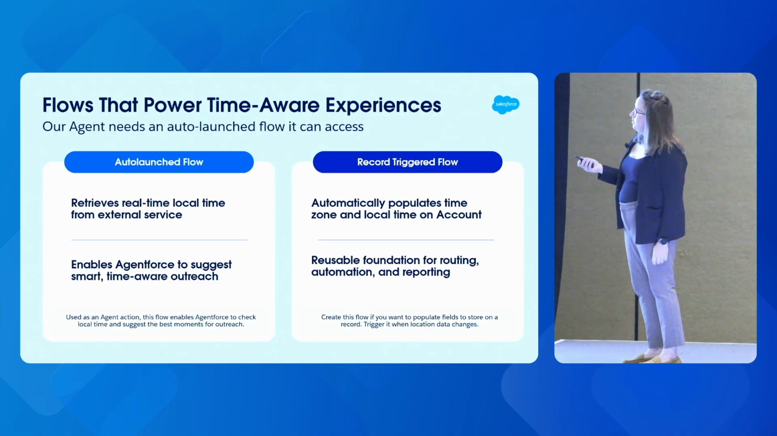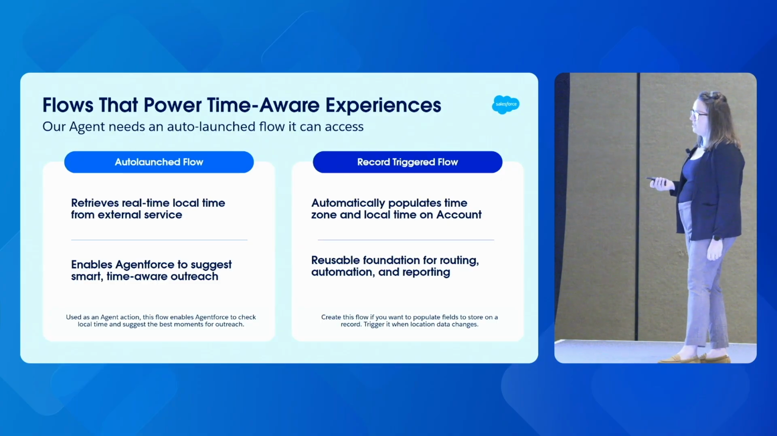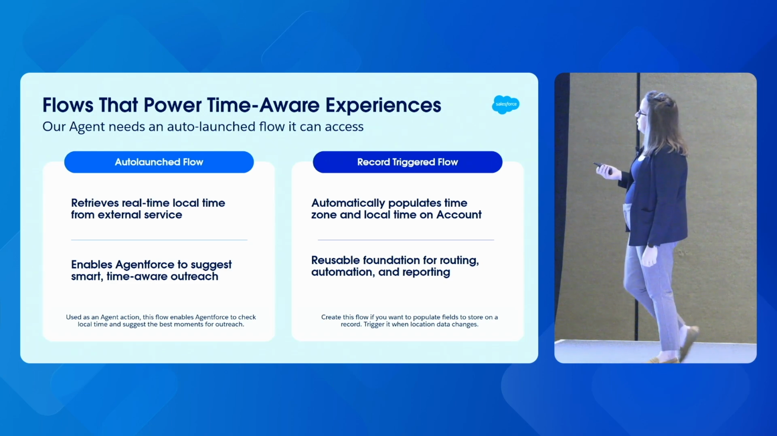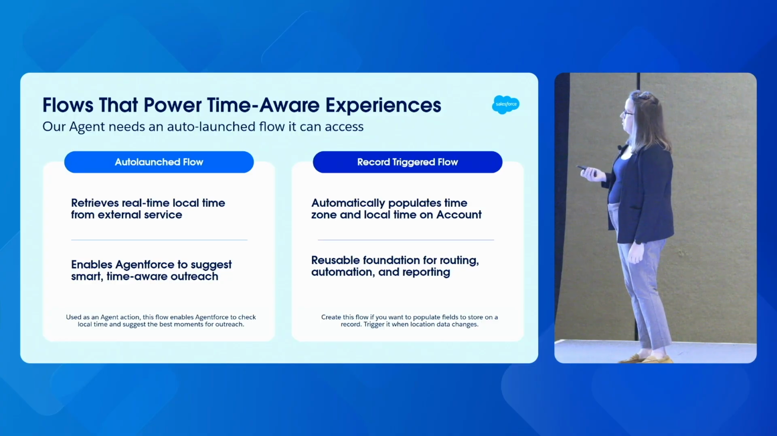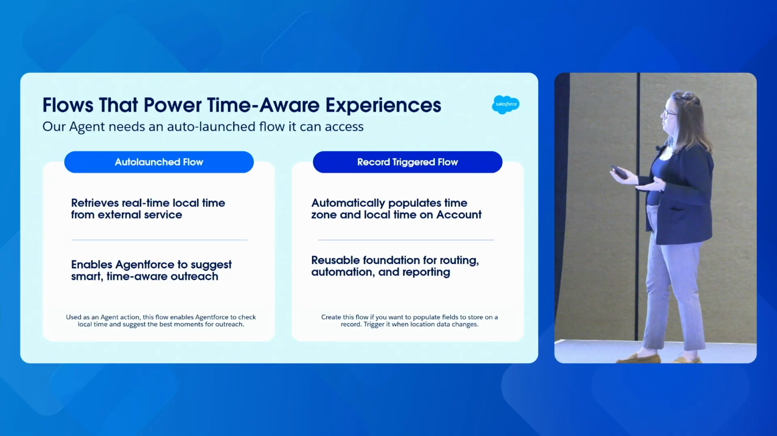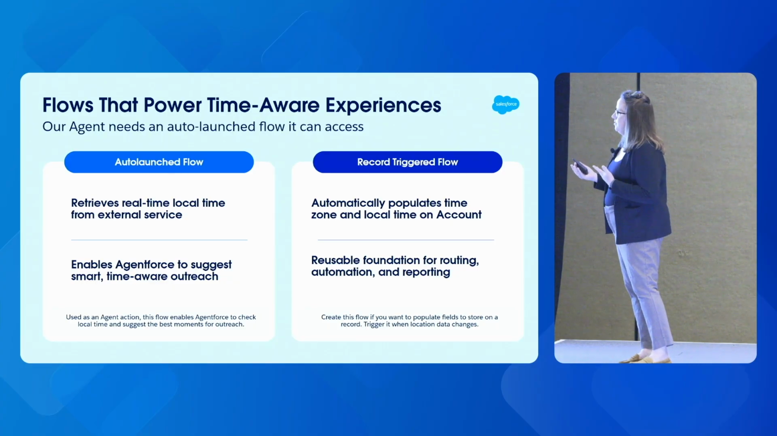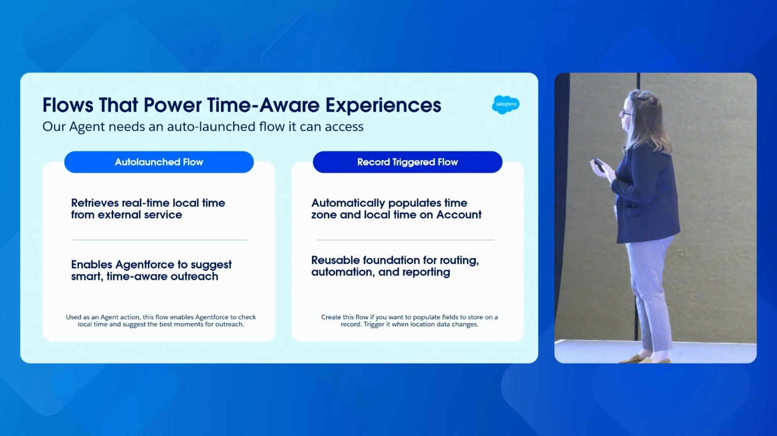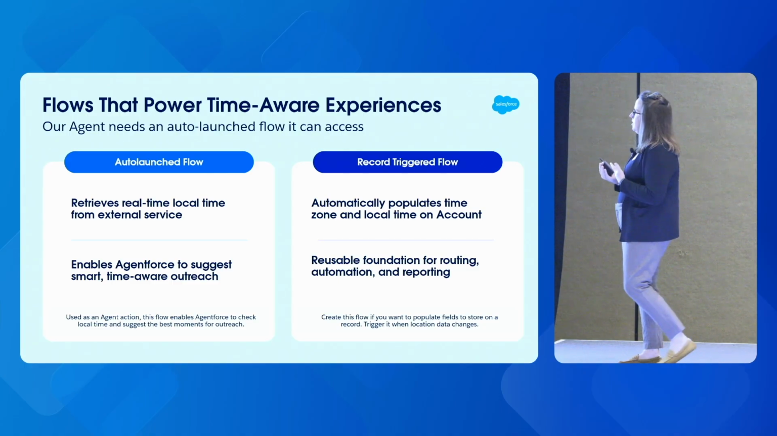All right, so now that we've got our external service created and a way to access it with our named credential, now we need to be able to use it. And we're gonna do that via Flow, of course. So we said that we wanna do all this using Agentforce. Agentforce needs to have an auto-launched flow to access this external service. Through that auto-launch flow, we're going to use the external service to retrieve this real-time location.